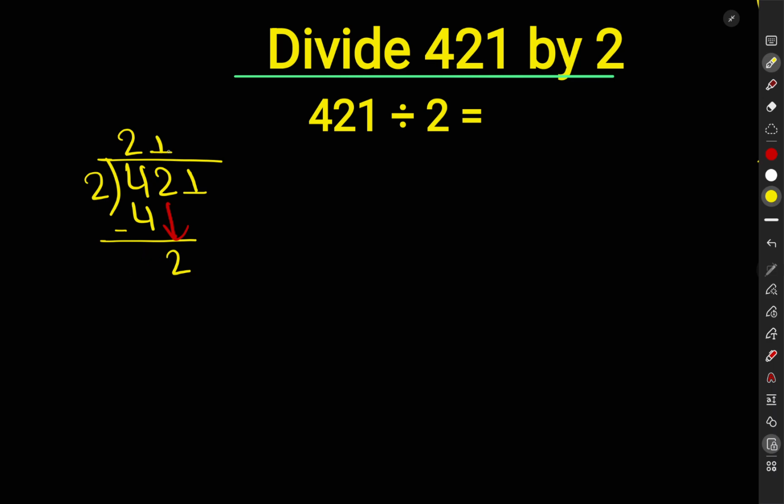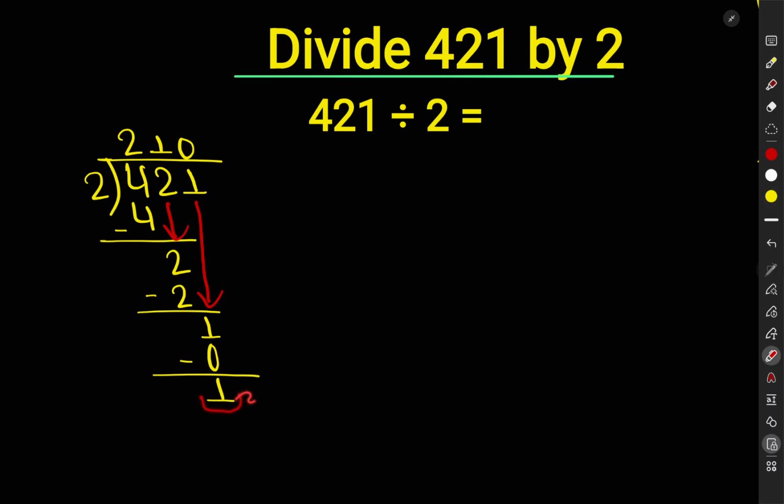So now we put down these 2 and remove this 0. So 2 times 1 means 2. On subtracting we get 0. So now we put down this 1 and remove this 0. So 2 times 0 means 0. On subtracting we get 1.